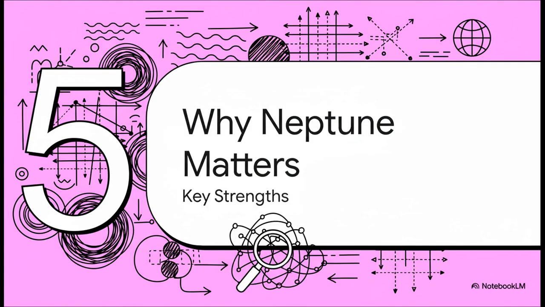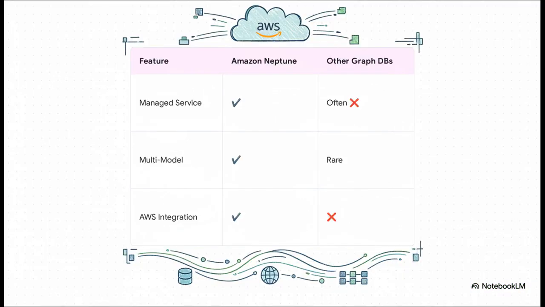So, we've seen what it is and what it does. Now let's just pull it all together and really summarize why a tool like Neptune is so important right now. This comparison table really just cuts right to the chase. Look, there are other powerful graph databases out there, for sure. But Neptune's biggest advantage is that it's a cloud-native, fully managed service. That, plus its multi-model support and how it just clicks perfectly into the rest of the AWS ecosystem, makes it an incredibly compelling choice for anyone already building on AWS.